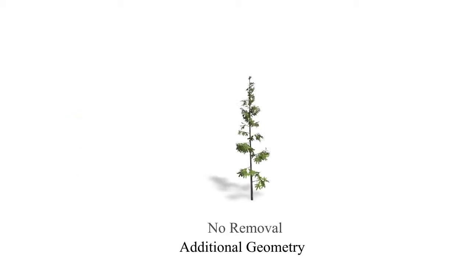On the left side, a tree is shown created by simple interpolation of the computed growth parameters. Geometry has been added in the middle. On the right side, the additional geometry is removed according to the proposed method.